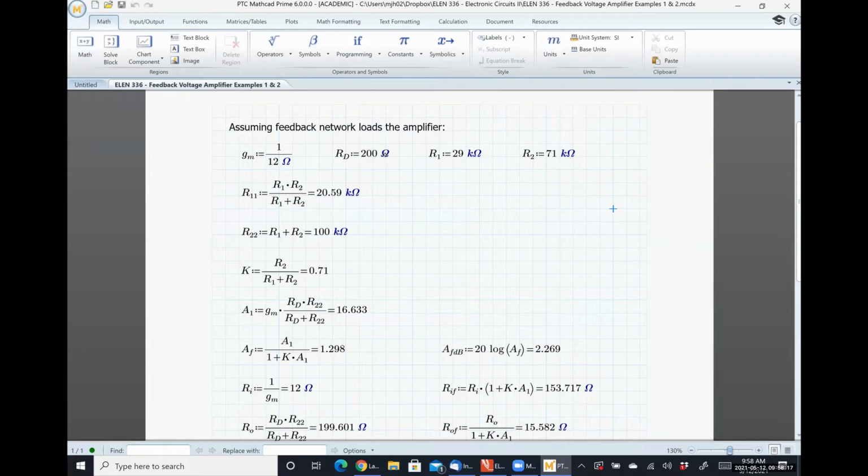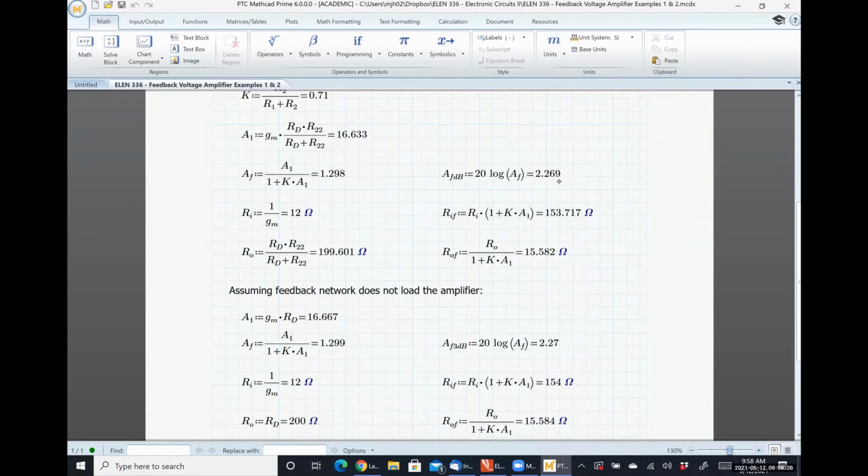R1 and R2 are much, much greater than RD, so it's probably safe to assume that they don't load things. But if we work the problem this way, these are the answers that I get. We get a voltage gain with feedback of 1.298, which is equivalent to 2.269 decibels, an input resistance with feedback of 153.7 ohms, and an output resistance with feedback of 15.582 ohms.